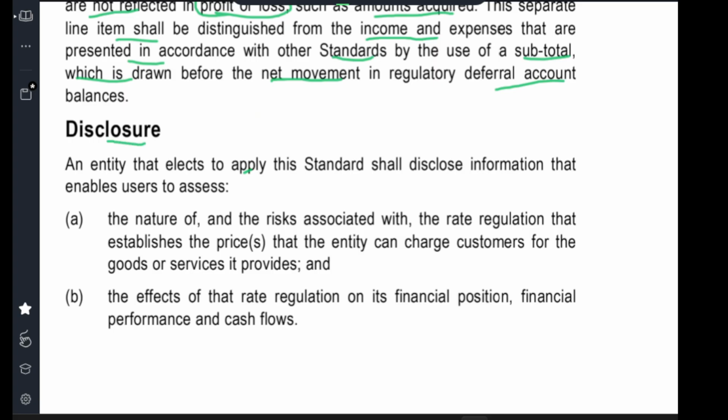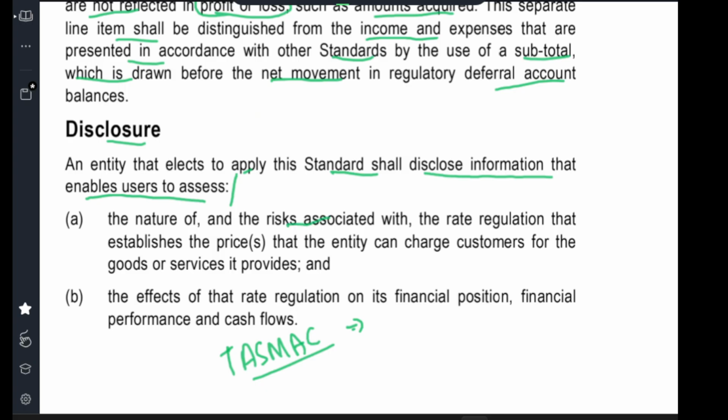Disclosure. An entity that elects to apply the standard shall disclose information that enables users to assess it. So this disclosure helps the user to identify this kind of transaction. Some rate has been specified by the government that needs to be followed. We can see this example in Taskmark. What happens is, this bottle should be sold at this price, so the selling price of their goods will never be more than that. Always they will be fixing the buying price of the goods from these vendors.